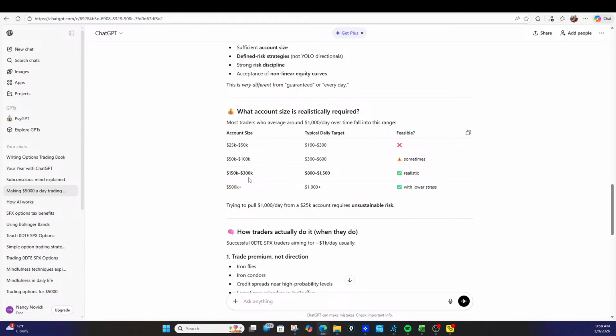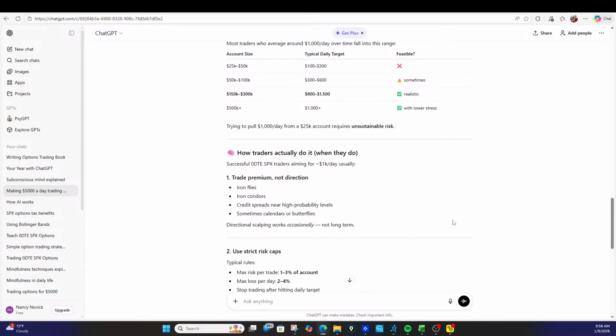Well, that's not the case. I'm just trading with 5,000. Now, I do have more than that in my account, but that just doesn't go with what I'm doing.